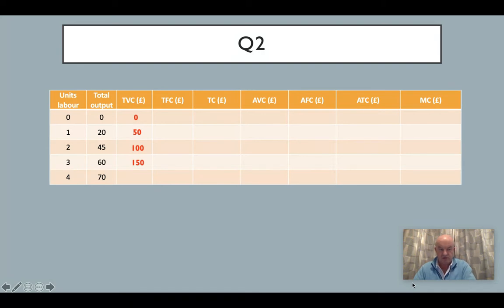Total variable cost for 3 units of labour is going to be 150, and total variable cost for 4 is going to be 200. Then we've got to consider our total fixed costs. Well, we know that our total fixed costs are going to be £200, because the total cost of capital, which is a fixed quantity of capital, is £200. So at whatever unit of output, basically we've got £200 as the total. Then when we've got to calculate total cost, we're going to add total variable cost and total fixed cost together. So that's going to be 200, 250, 300, 350 and 400.